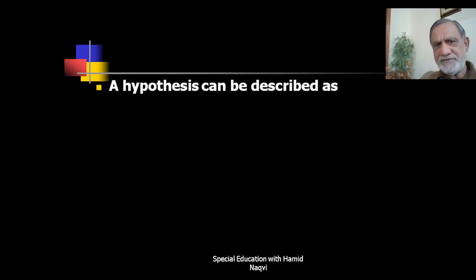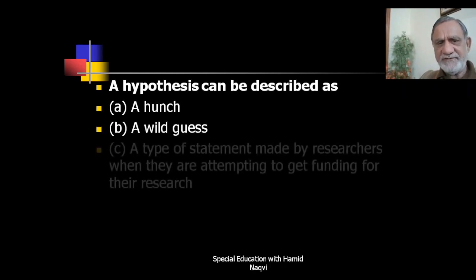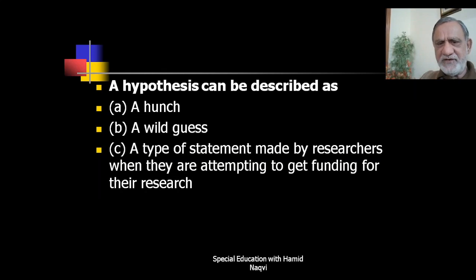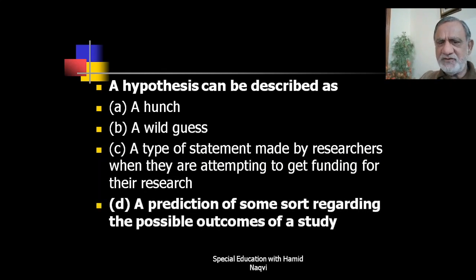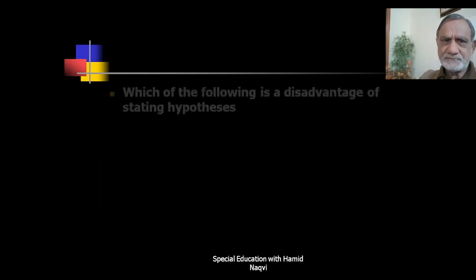A hypothesis can be described as a hunch, a wild guess, a type of statement made by researchers when they are attempting to get funding for their research, or a prediction of some sort regarding the possible outcomes of a study. Last one, that is a prediction of some sort regarding the possible outcomes of a study, is called a hypothesis.